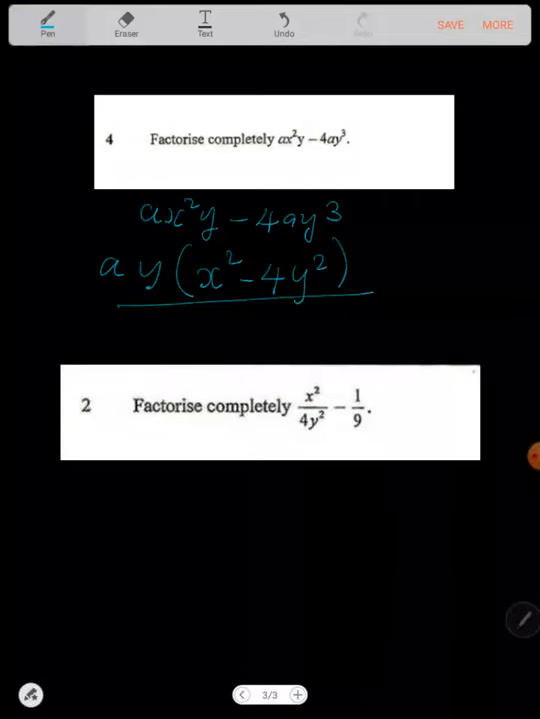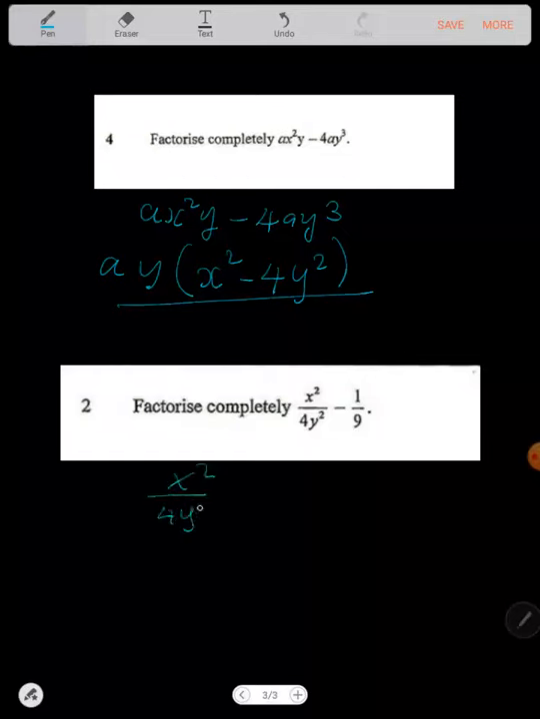Factorize completely. This is the difference of two squares. I repeat, it's the difference of two squares. x squared over 4, y squared over 9, minus 1. All these terms have square roots. What's the square root of x squared? It's x. Square root of 4 is 2. Square root of y squared is y, minus. Square root of 1 is 1. Square root of 9 is 3.